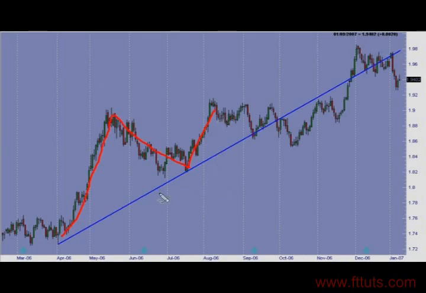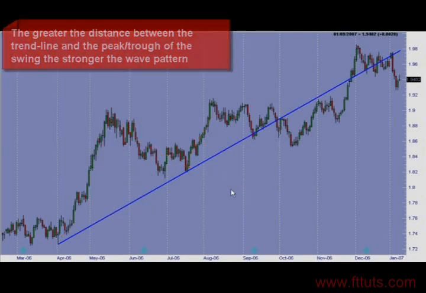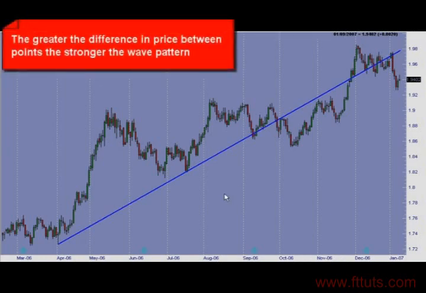That wave pattern establishes how large it is, and so how far it exists away from the trend line is an indicator. The deeper it is, well, the stronger or the larger the wave pattern. But that's not the only thing that can be focused on. Another factor is simply the distance in price between each point.